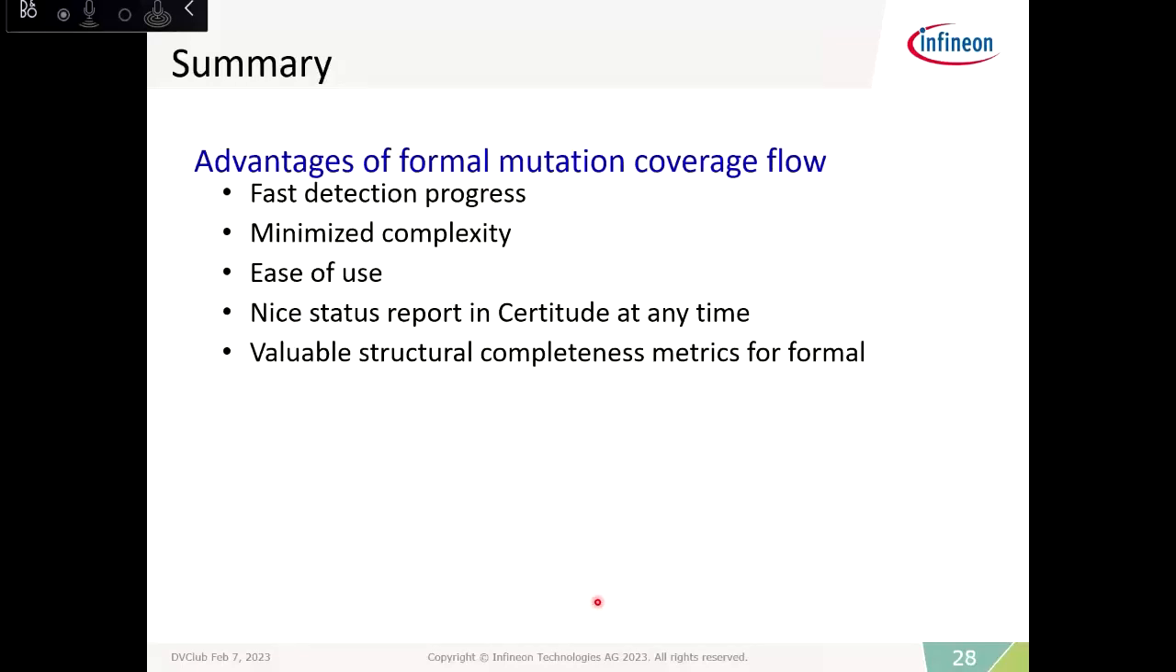Just let me finish with a short summary now. We have seen a mutation coverage-based flow for formal property checking, which exploits specific strengths and capabilities of formal proof technology in order to accelerate the detection progress and minimize the complexity of checks. By high automation, we achieve ease of use of this mutation coverage flow, and this flow doesn't require any pre-knowledge inside of the verification engineer.